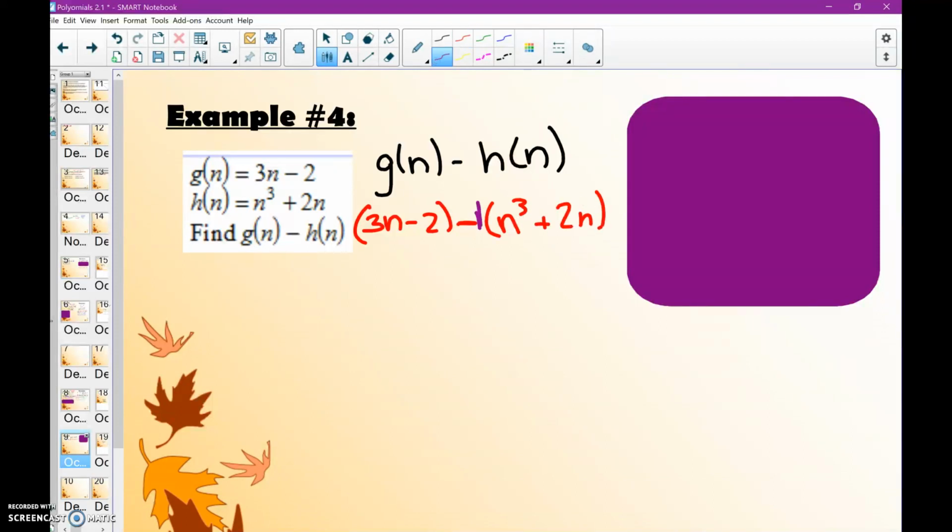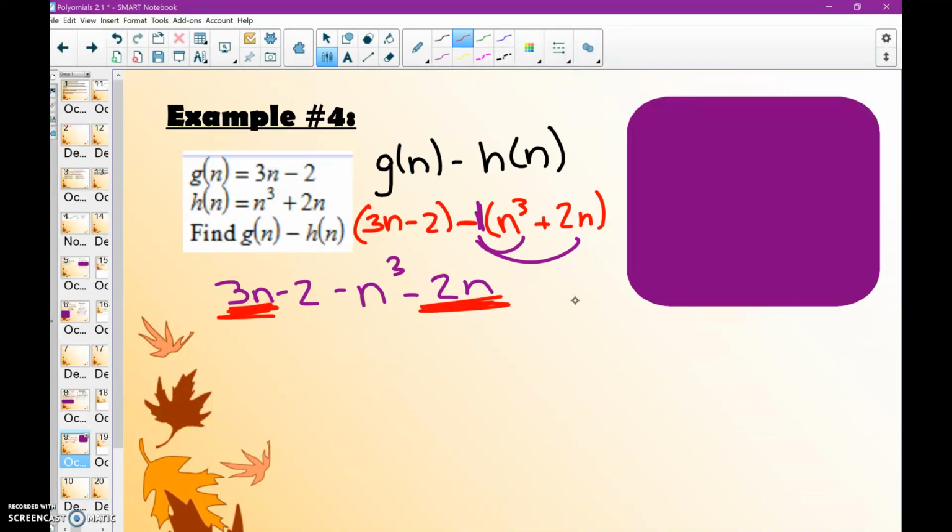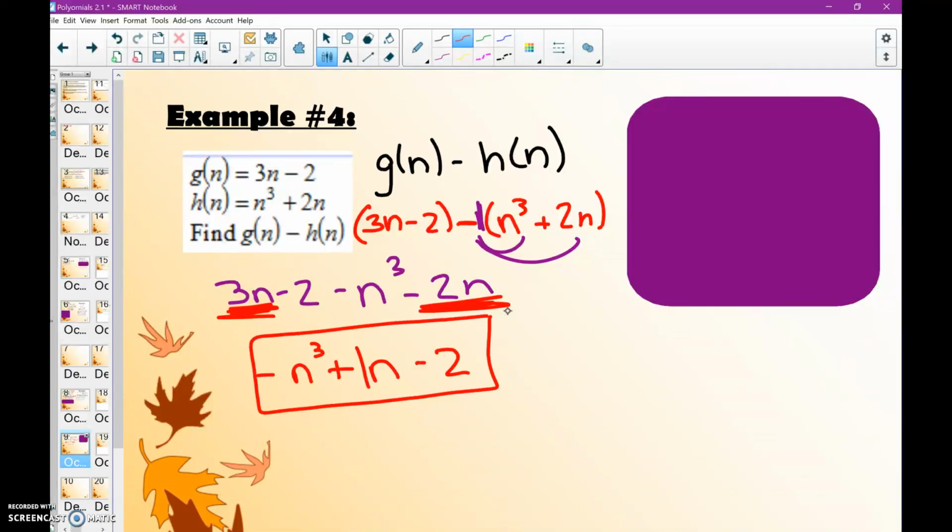Again, there's really a minus 1 here in front, so I got to distribute that to everything in the second group. Notice everything in the first group stays the same, 3n minus 2. Now I've got negative n cubed. Positive 2n becomes negative 2n. Please make sure you're distributing that negative to each member of the second group. Okay, now I can combine like terms. 3n combines with negative 2n to make 1n. And negative 2 and negative n cubed do not combine, so I just have to write them in order like this. And then there's my answer.